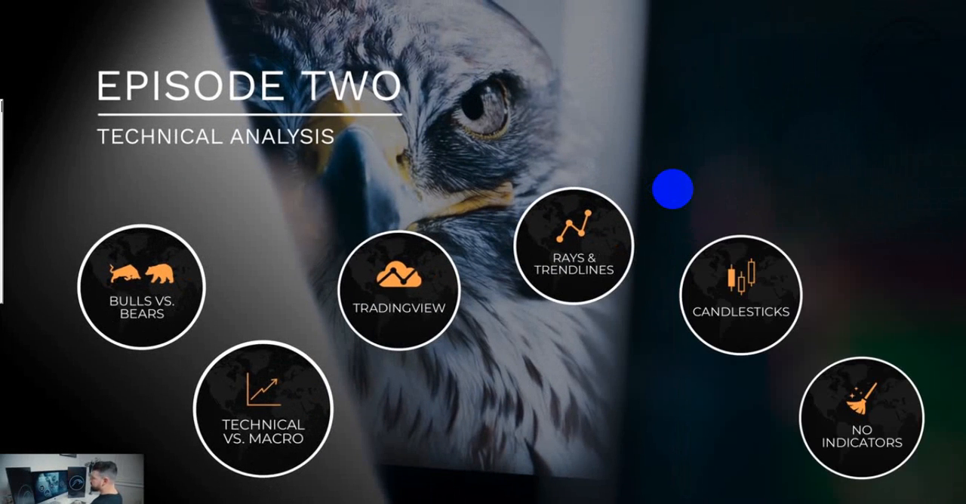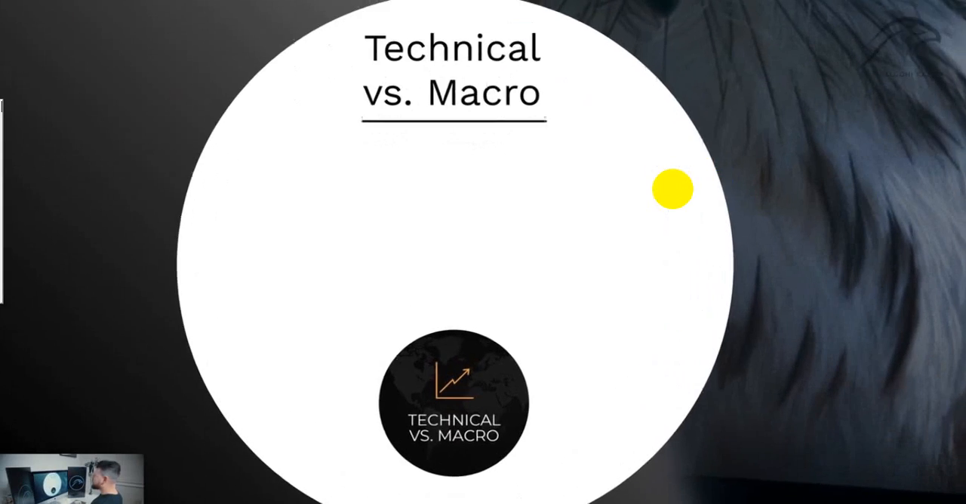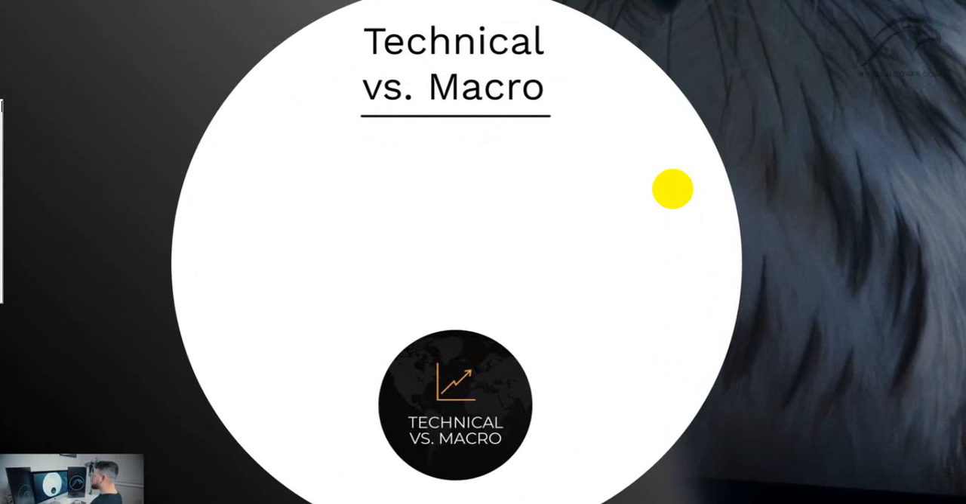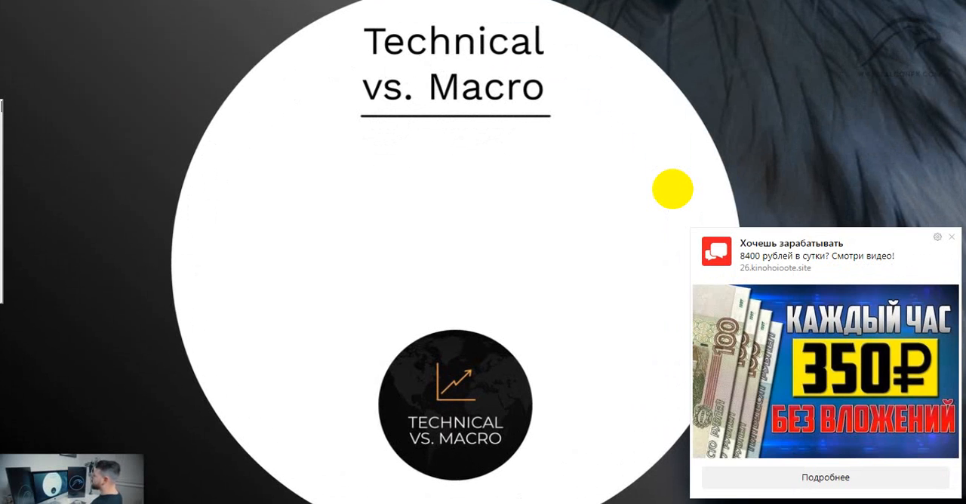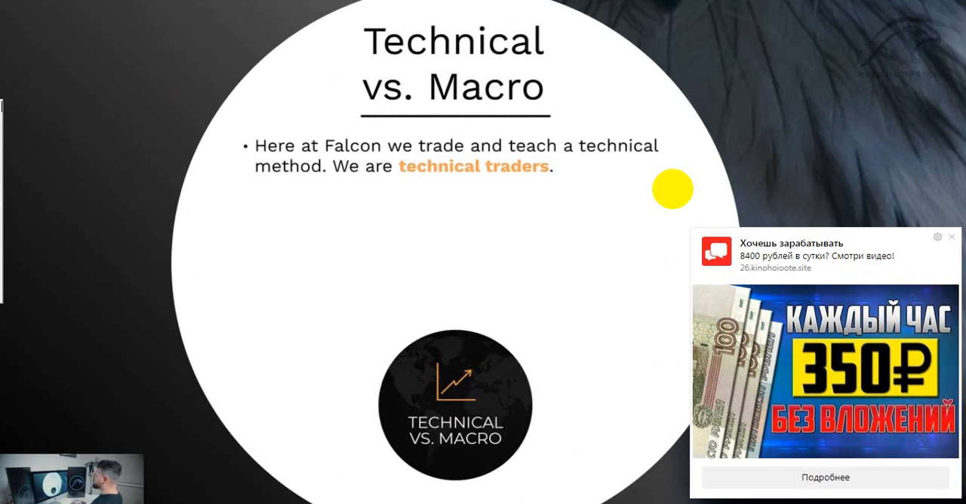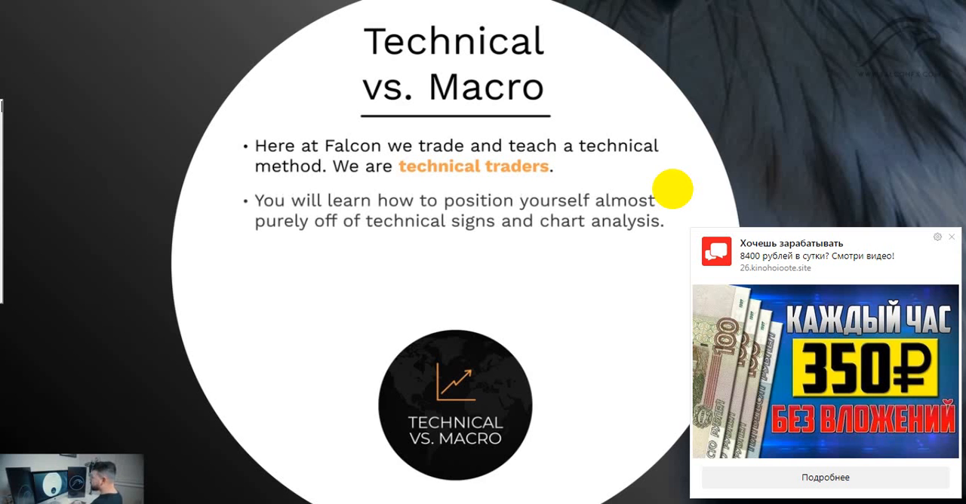But first up, let's take a look at technical versus macro. If you're a technical trader, then you'll already understand this, but if you're completely new, there are a few ways that we can look at the market. We can look at it from a technical standpoint, or we can look at it from a macro standpoint. Now, some people combine them. What we found is technicals really give you that long-term sustainability. So here at Falcon, we trade and teach technical methods, and we are technical traders first and foremost.